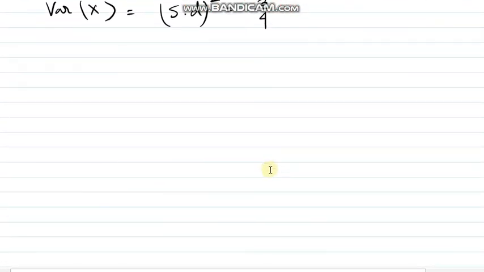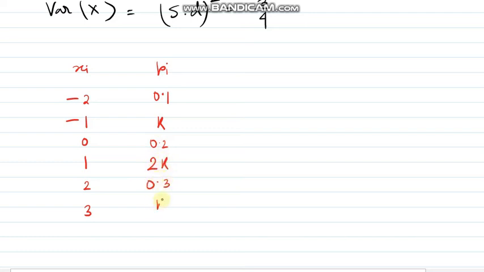Okay, so one more example I will discuss. This time my probability distribution is given. Previously we had it from the distribution, now the distribution is given for the next sum, xi and pi. Xi is given as minus 2, minus 1, 0, 1, 2, 3, and the pi's are given as 0.1, k, 0.2, 2k, 0.3, and k.